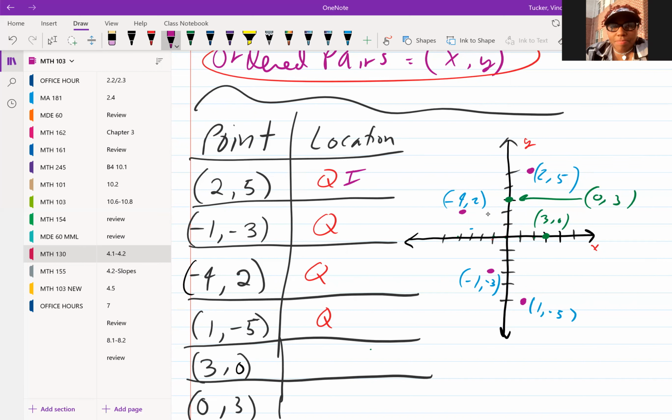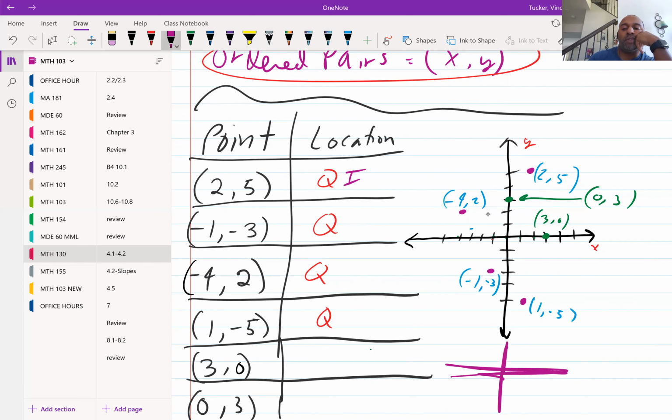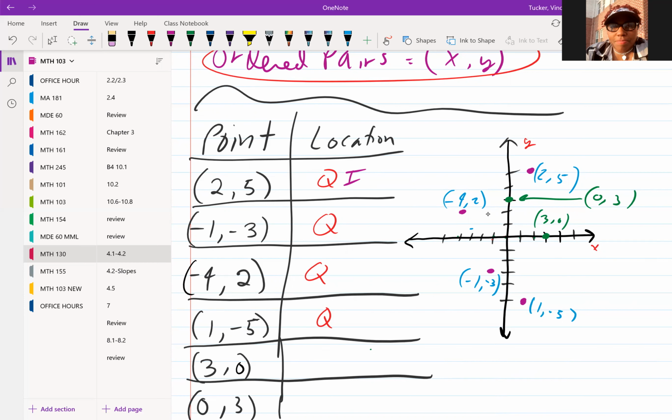Wait a minute, 2, 5. Up 2? No, right 2, up 5. It's always your X move first, horizontal move first, then your vertical move. Horizontal moves first, then the vertical move. You said right first, so we went 1, 2, then we went up 1, 2, 3, 4, 5. And I put it right here.